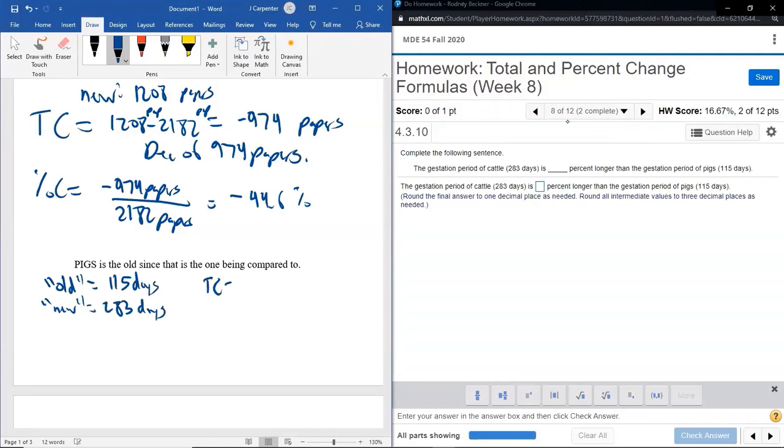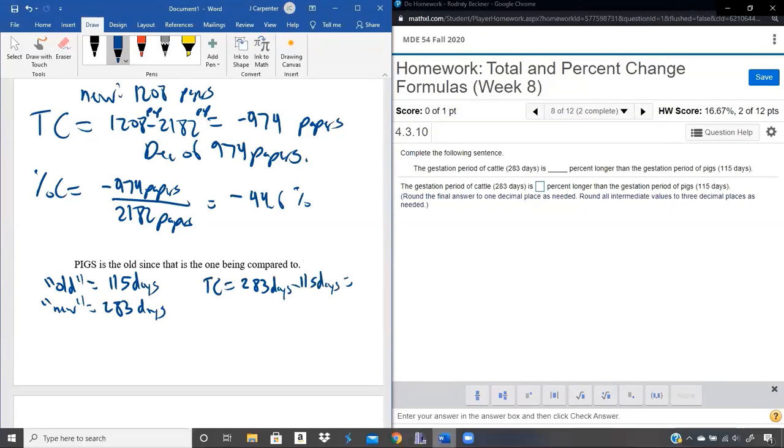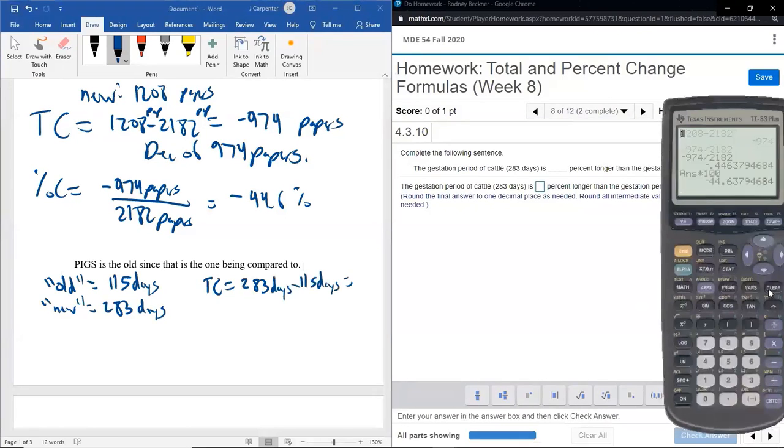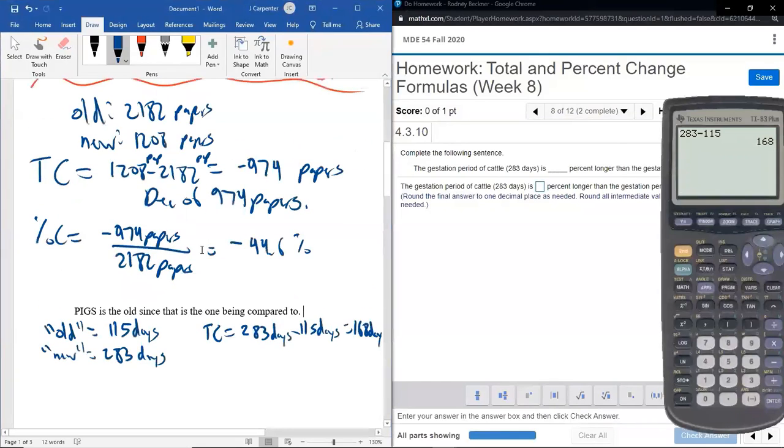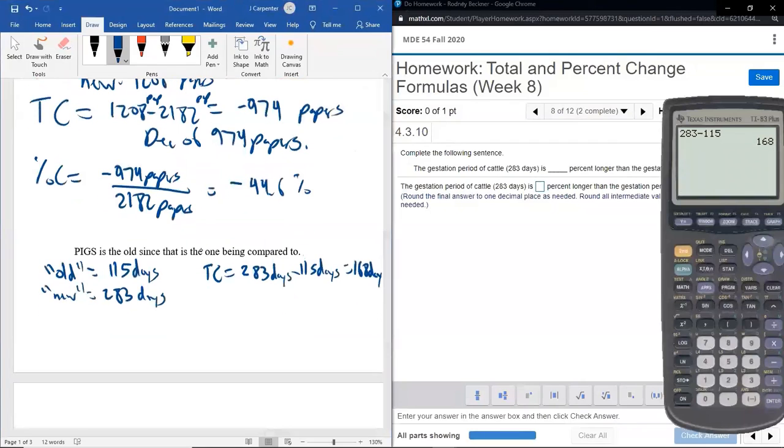So then our total change would be just the difference of new and old, so 283 days minus 115 days. And again, if you need a calculator, you can always pull it out, whether it's an easy problem or a hard problem, 283 minus 115. But that is something you should be able to do on your own just by borrowing, and you get 168. So 168 days. That was weird. Okay, so there's our total change.